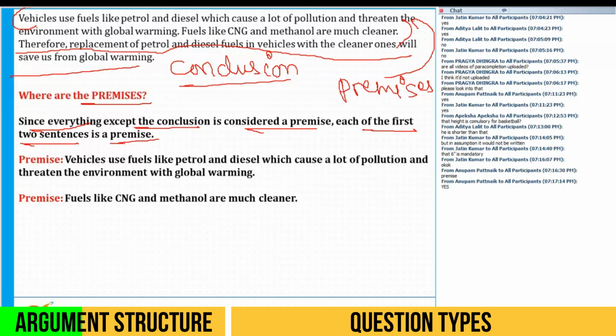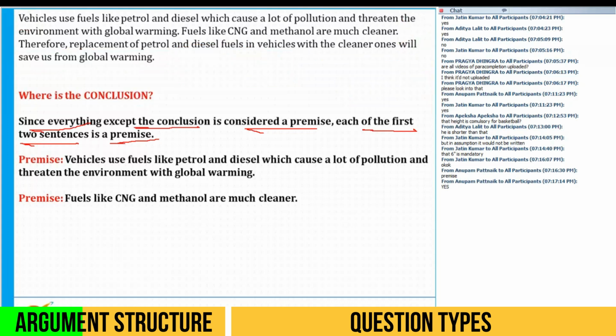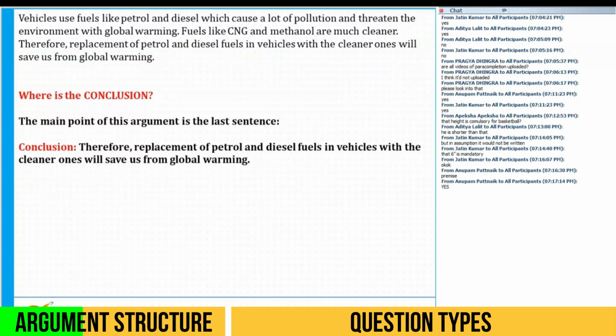And the conclusion also is very obvious. The last line is the conclusion. Okay. So if I ask you where is the conclusion, we know the last line. The conclusion is the last statement. In this case, it is very easy for you to find out what is the conclusion. But I will show you an example where it can get a little bit complicated also. Did you get this? Till now, anybody has any issue?